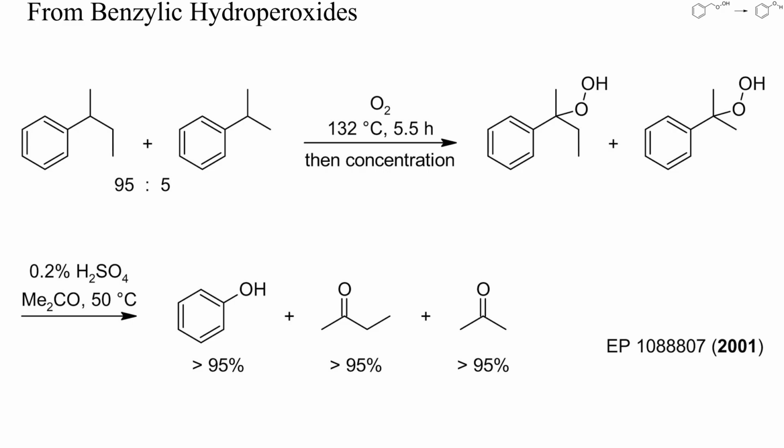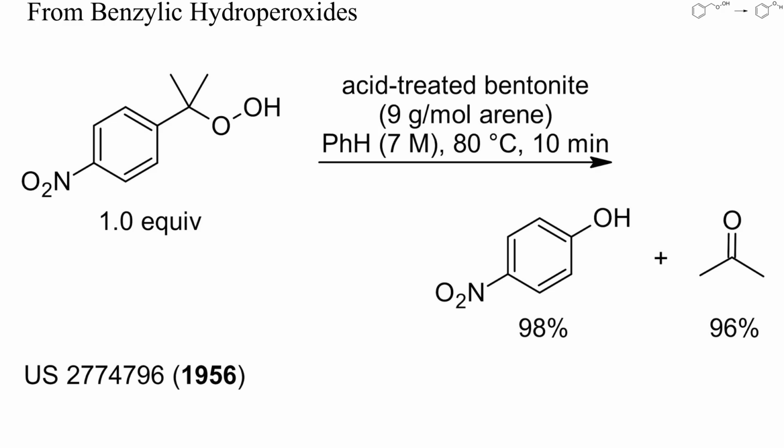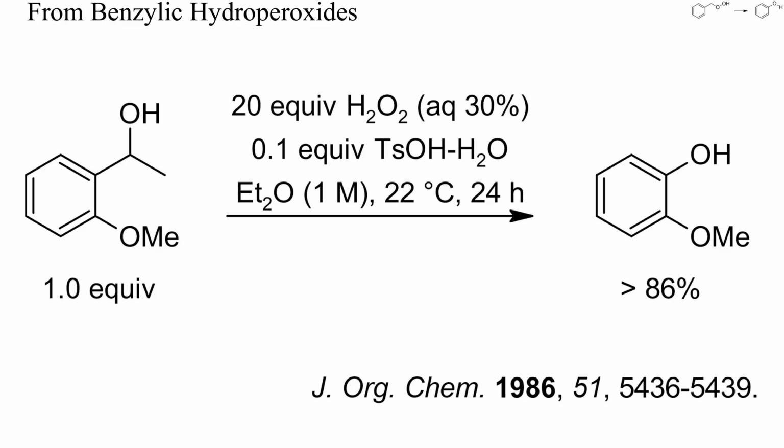The Hock process can also be used to prepare other ketones than acetone. Here, sec-butylbenzene was first oxidized with pure oxygen and then cleaved into phenol and methyl ethyl ketone. Examples have also been reported of the rearrangement of electron-deficient benzylic hydroperoxides, as the one sketched here. The formation of acetophenones is, however, more likely here than with electron-rich hydroperoxides. Non-tertiary benzylic hydroperoxides can also rearrange to phenols, but more ketone will be formed as byproduct than with tertiary hydroperoxides.